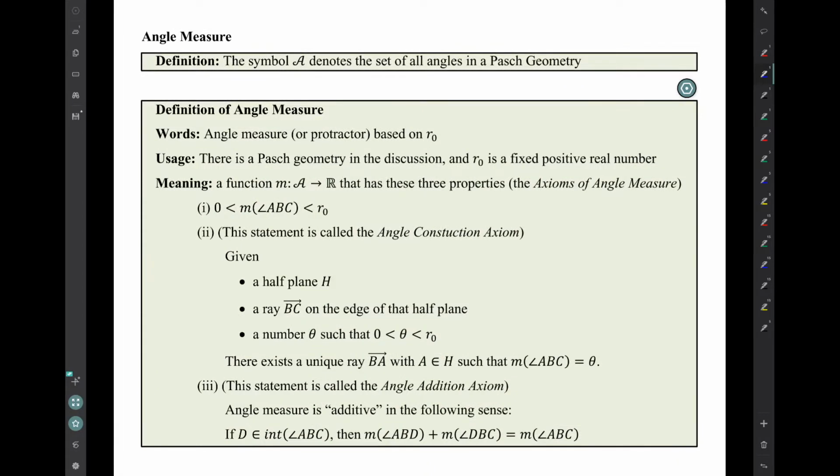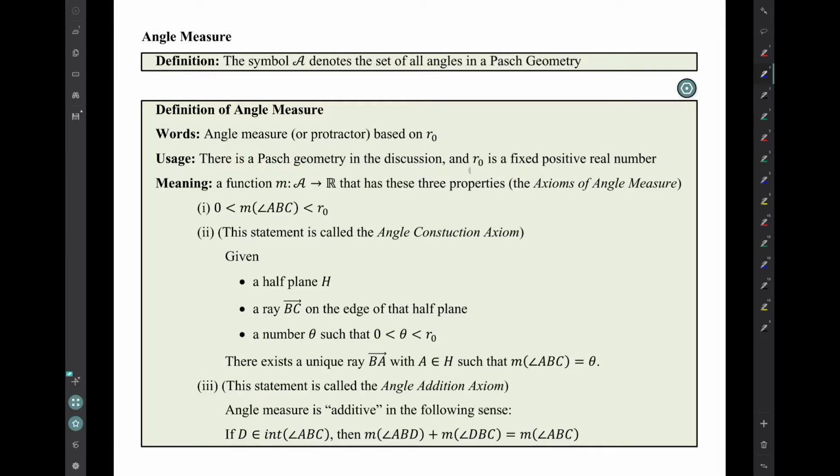Our first topic, angle measure, begins with a definition. This symbol, script A, denotes the set of all angles in a Pasch geometry. And then we go right into the definition of angle measure. These words, angle measure or a protractor based on r subscript 0, are used when there is a Pasch geometry in the discussion and r subscript 0 is a fixed positive real number.